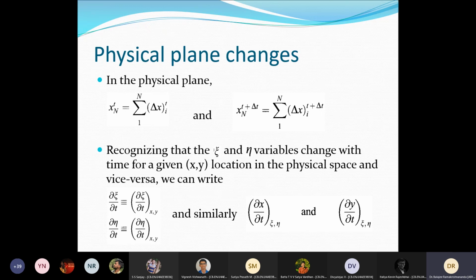Now x at the nth point, where i is equal to n, whereas x3 will actually be delta x1 plus delta x2 plus delta x3. And at t plus delta t, it will be the same thing, but at t plus delta t. Okay. So if you look at this, it will be obvious if you understand what I told you earlier. Okay, if you have doubts, you call me again. I will explain it to you.